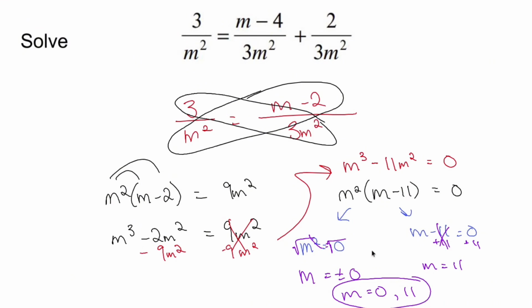So my possible answers here are going to be 0 and 11, except I'm not allowed to have 0. Why? Well, if I were to plug in 0 on the bottom, that would make the denominator undefined. So 0 is not an option. So my only possible answer for all of this is going to be m equals 11.